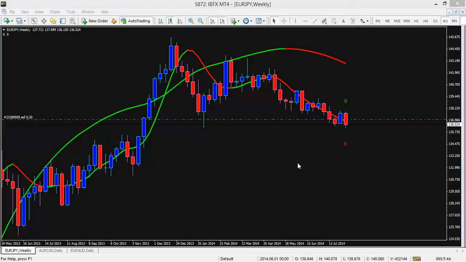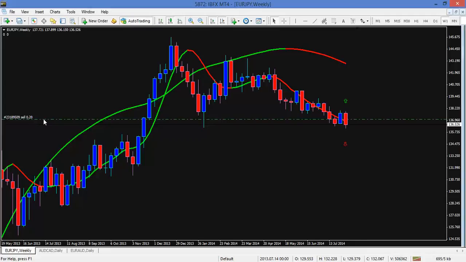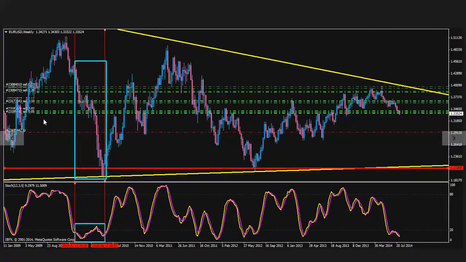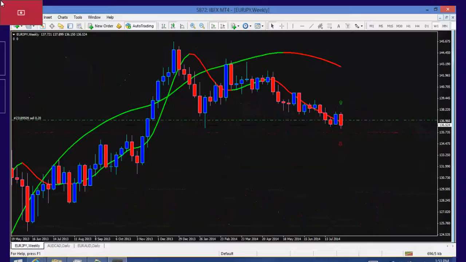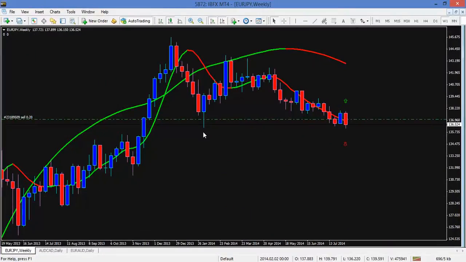Okay, look, this chart here is the Euro JPY. It's a weekly chart. You got two mini lots. Okay, you got two mini lots you sold. You sold right here. Can you tell me why?